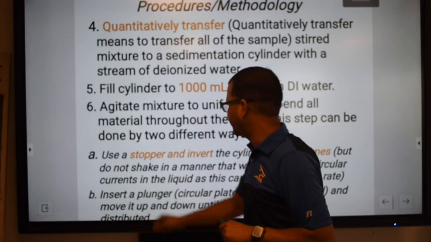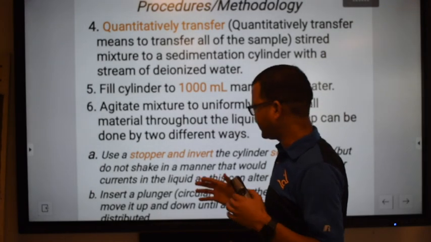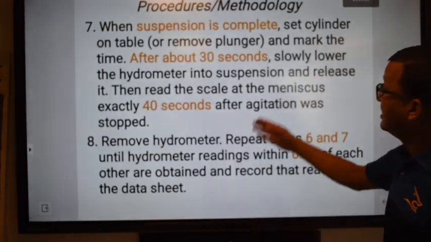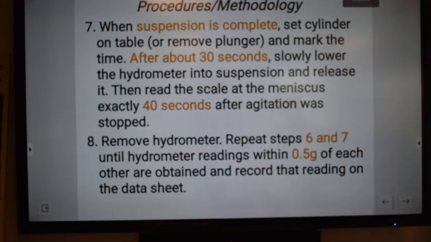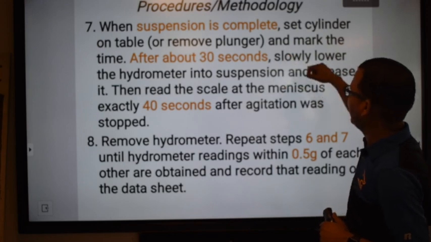Today in our lab we'll be using the stopper to do that step, and we will do it in a manner that would not produce circular current. So you kind of do it this way rather than creating a circular current. And then after that, when we complete that, we'll set the cylinder on the table, remove the stopper, and mark the time.